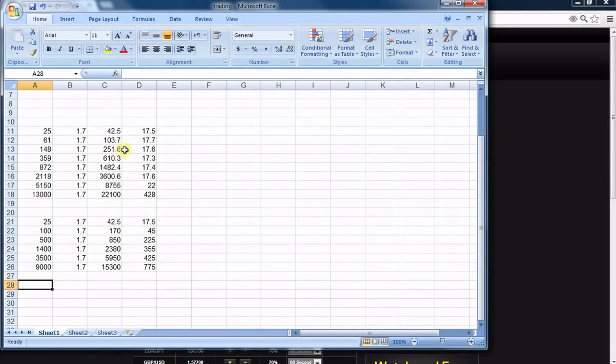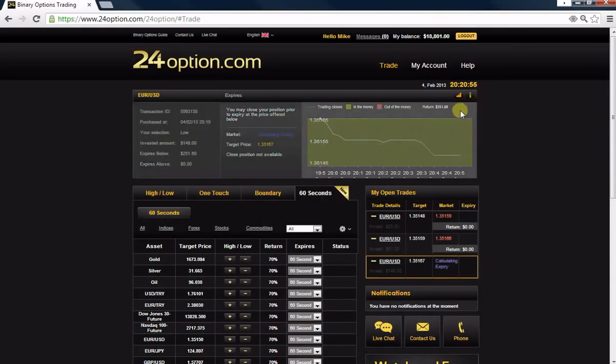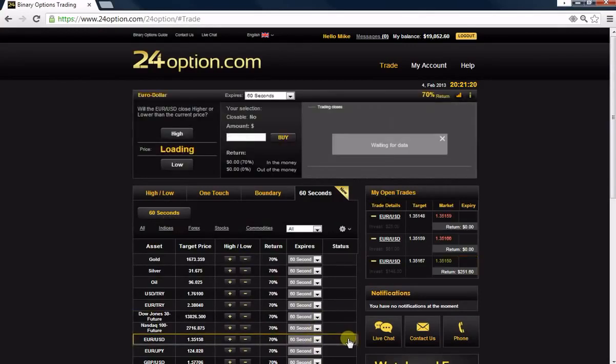$148. That's a return of $251. However, we invested $61 and $25 previously, and you have to take into account the 148. So we're going to have $17 profit here. Okay, so $250. We won that trade. $251.60. We made back what we previously lost in the previous trades of $61 and $25, and now we've boosted our balance to $19,052.60. Now we're going to go again, Euro US dollar.